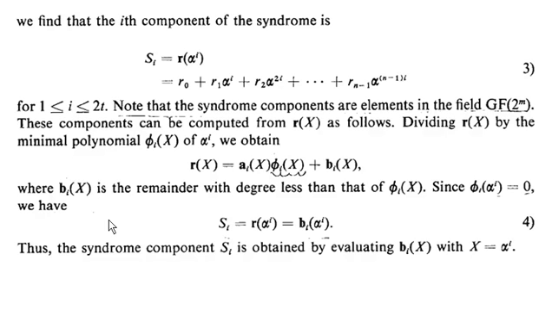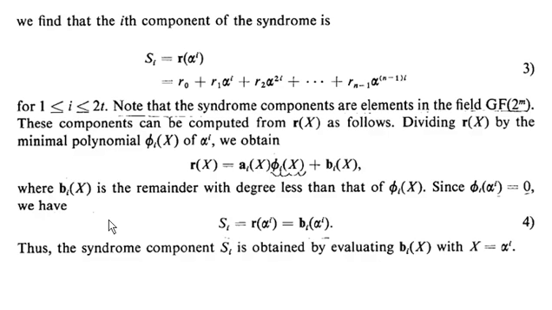Then we find that the ith component of the syndrome, Si, is equal to R of alpha raised to i. That is, R of alpha raised to i is R0 plus R1 alpha raised to i plus R2 alpha raised to 2i plus up to Rn minus 1 alpha raised to n minus 1 times i. So this i belongs to 1 less than or equal to i less than or equal to 2t. Note that the syndrome components are elements in the Galois field of 2 raised to m.